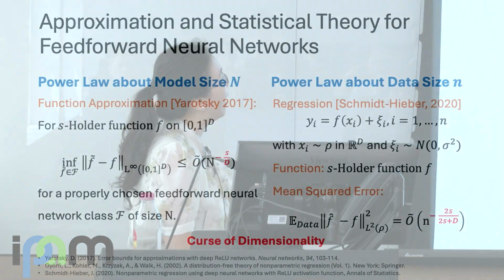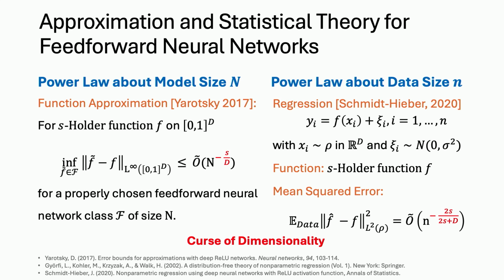When we look at the power law, the closest mathematical theory we can think of is approximation theory and statistical estimation theory. I'm going to start with a theory for feed-forward neural networks. The left panel has the approximation theory given by Yarotsky in 2017. He constructed a feed-forward neural network with ReLU activation function to approximate a Hölder function on the unit cube. And he gave the approximation error, which scales with respect to the model size, where capital N is the number of parameters in the model. It satisfies a power law, where the power is negative s over d, where s is the smoothness of the function, and d is the dimension.